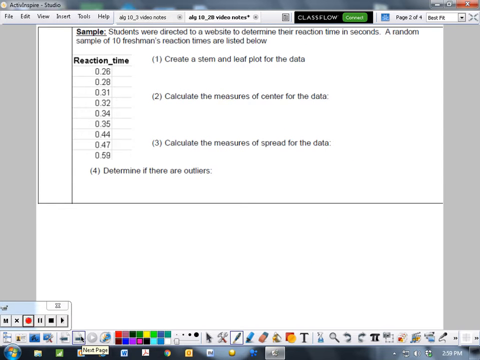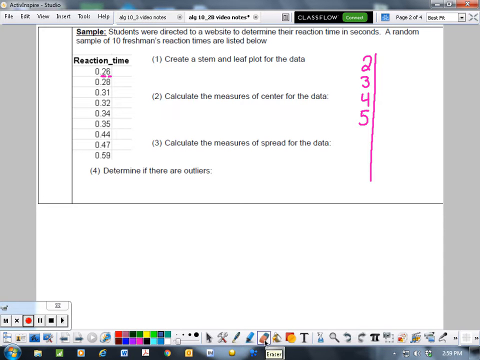So students were directed to a website to determine their reaction time in seconds. A random sample of 10 freshman reaction times are listed below. So we've got the reaction times, and we're going to go ahead and create a stem and leaf plot. We'll go ahead and do that over here. And the first thing we're going to do is go ahead and organize these in order. Actually, it looks like it's already put in order for us, which is really nice. And so what we're going to go ahead and do is we'll break this up into stem and leaf. So I would have a 2, 3, 4, and 5 for those stems.